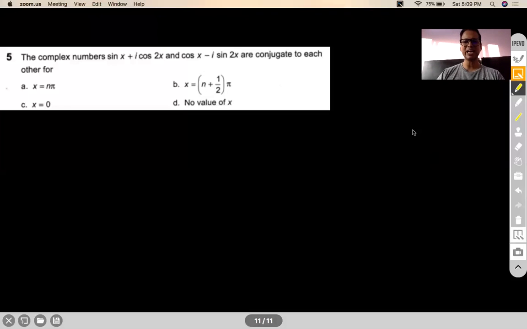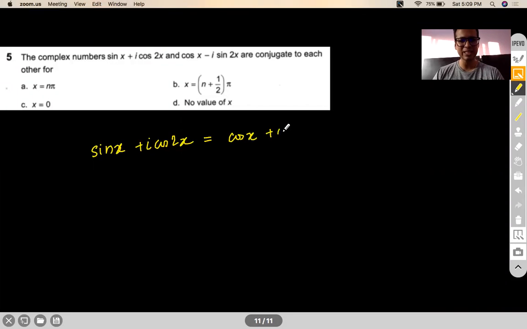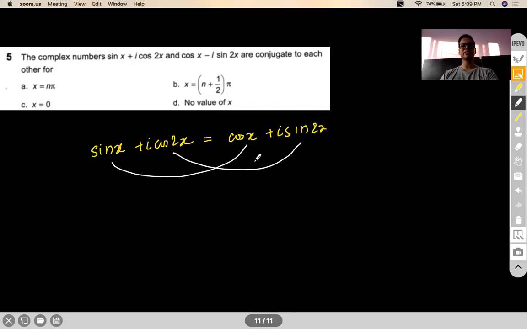You're claiming that this is the conjugate of this. That means sin x plus i cos 2x is the conjugate of this. Now, the conjugate of this means cos x plus i sin 2x. What does it mean? It means the real part is equal to the real part and the imaginary part is equal to the imaginary part. That means sin x is equal to cos x. Correct? So tan x is 1.